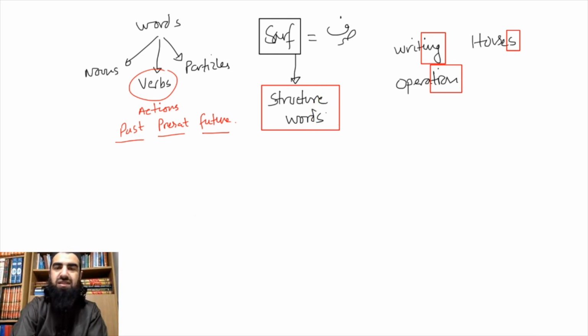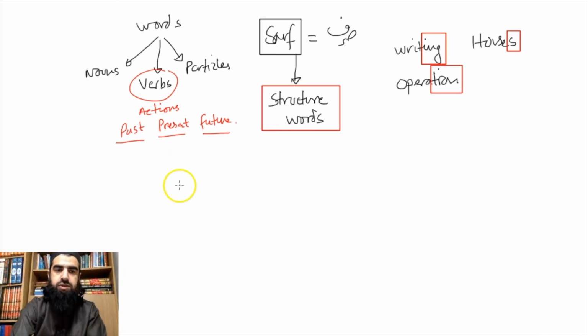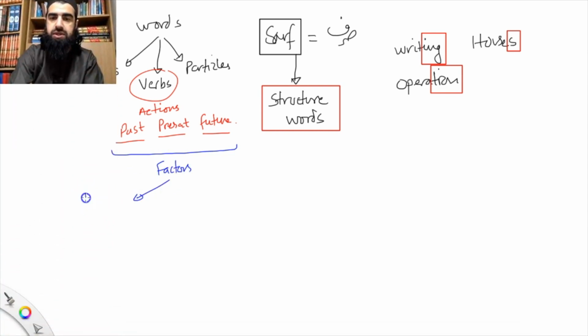So in sarf, what do we deal with? We mainly deal with verbs. So the verbs you have are basically structured in a particular way. Now there are several factors that we look at when we discuss verbs. So we're going to look at them now. 3 things which are important. One is, who are you talking to? The person. Number 2 is the gender. And number 3 is the number of people.